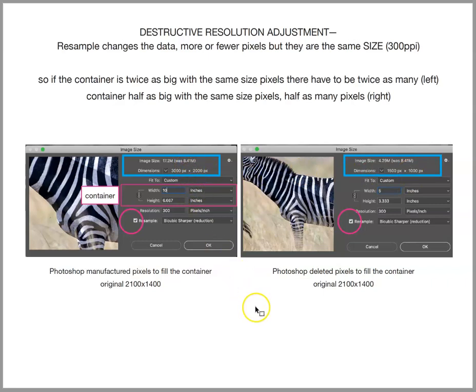In other words, Photoshop has altered the data in the pixels, has changed the pixels themselves, not just made them bigger or smaller by literally enlarging or reducing and keeping the data the same, having the box fit like we did in the non-destructive. Here, I said, okay, I want you to manufacture the data with the information you have here to fit it in the box. And this can have some horrible results that we're going to look at.